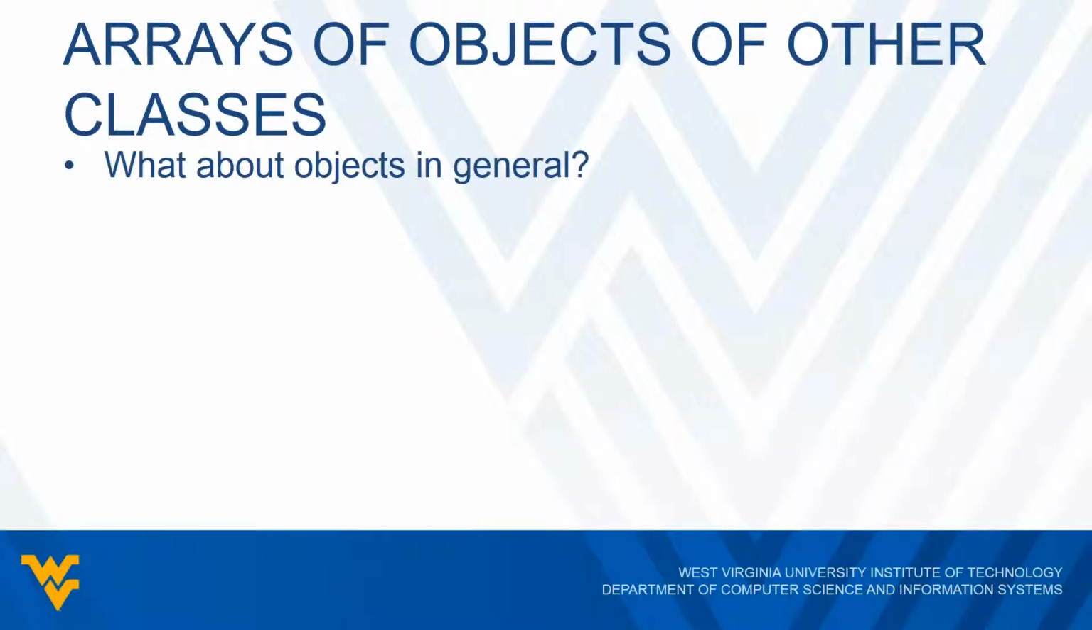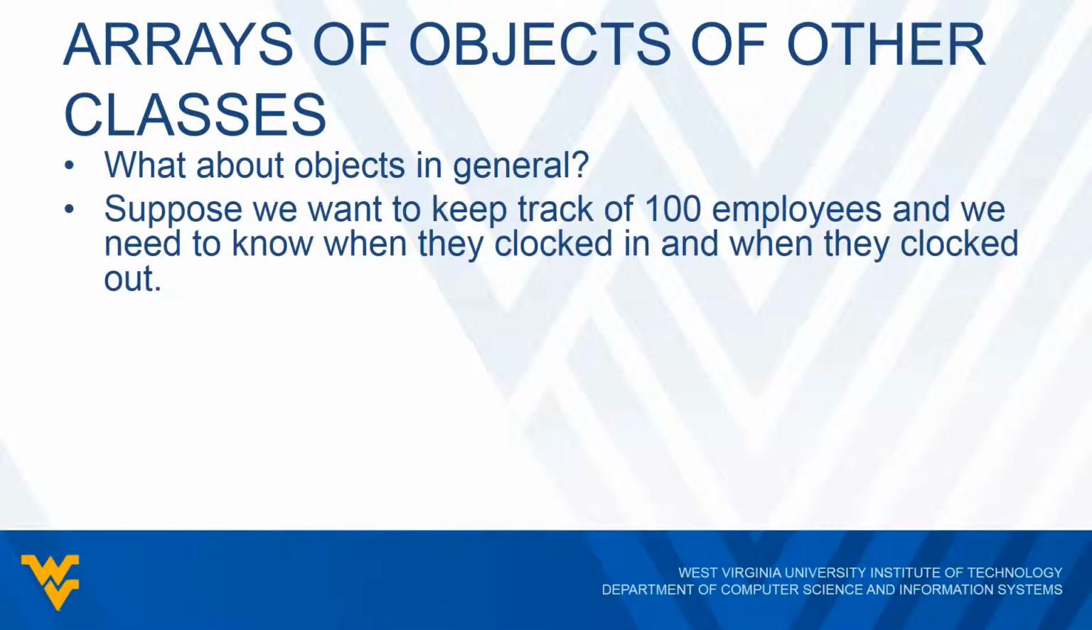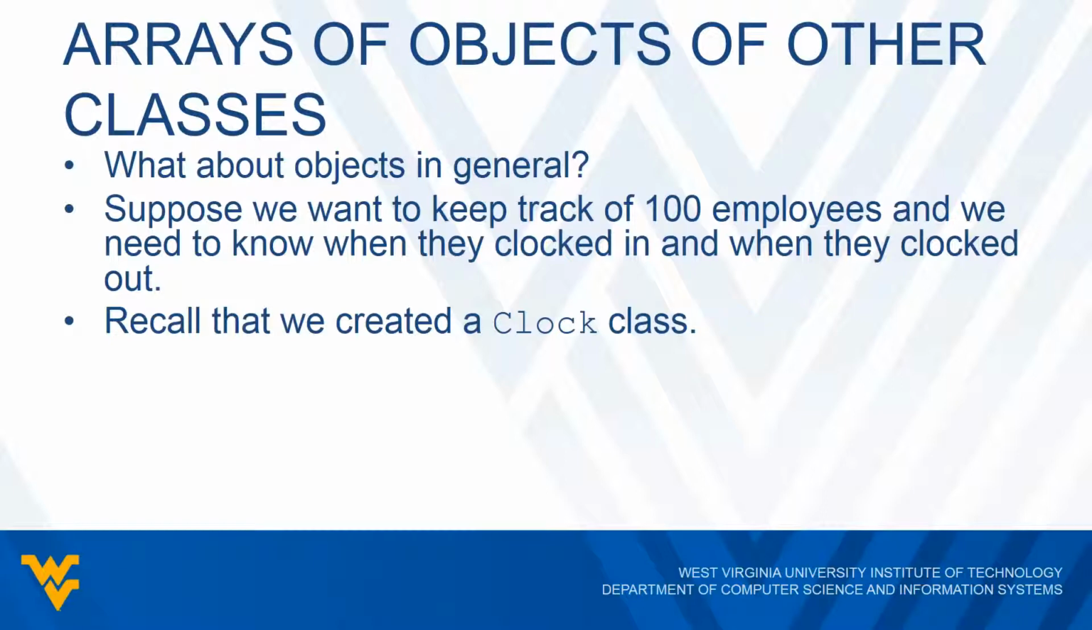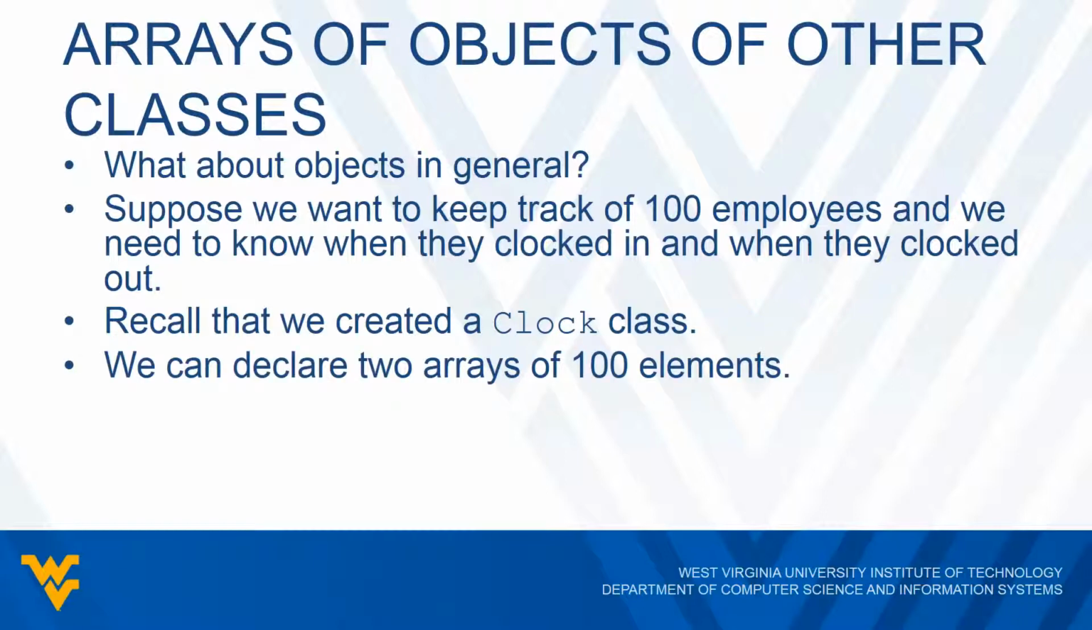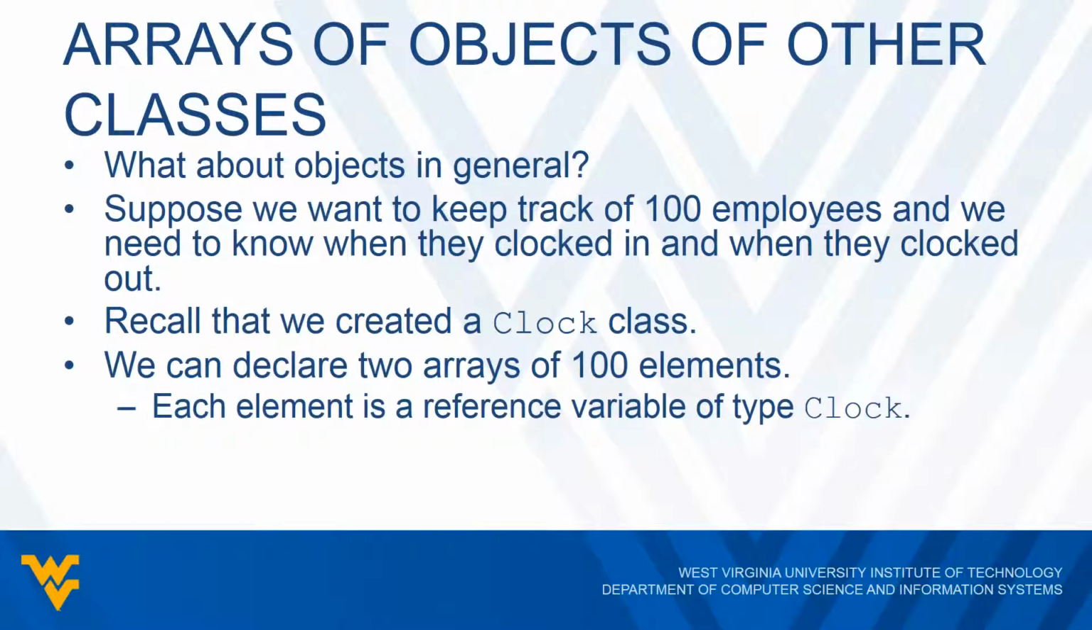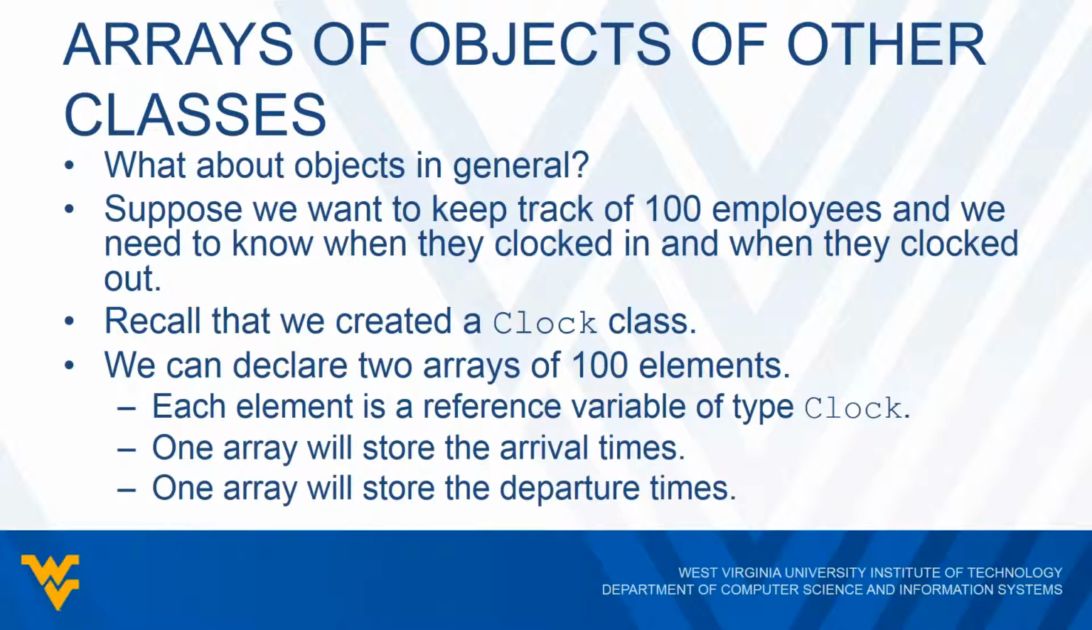Now, what about other types of objects? I mean, strings are great, but there are objects of other types of classes as well. So for example, let's say we want to keep track of 100 employees. Maybe we need to know when they've clocked in and when they clocked out. So how do we keep track of all that? Well, if you remember, we created this lovely Clock class earlier, so we can take advantage of that. In fact, what we can do is create 2 different arrays, each of them being 100 elements, and each element would be a reference variable of type Clock. So one array will store all the arrival times, or all the times where the employees clock in, and then another array would store all the departure times, or when all the employees clock out.